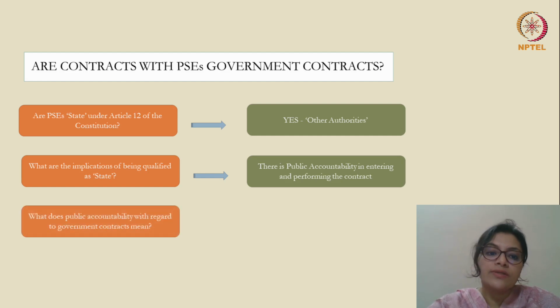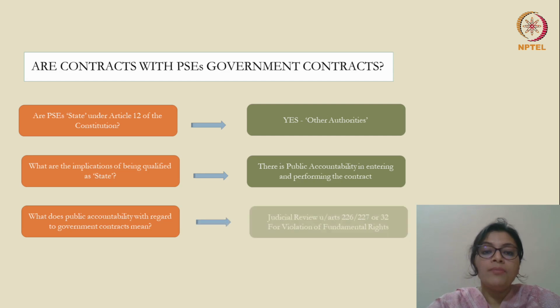So what does public accountability with regard to government contracts mean? By public accountability, what we generally mean is that the actions that these public sector undertakings take under the government contracts they enter into are amenable to judicial review before the High Courts or the Supreme Court for violation of fundamental rights. To give an example, suppose a government contract that a public sector undertaking has entered into results in the violation of, say, the right to equality or the right to life. In these circumstances, these government contracts can be placed before the High Court or the Supreme Court for judicial review under Article 32, 226, or 227 of the Constitution.